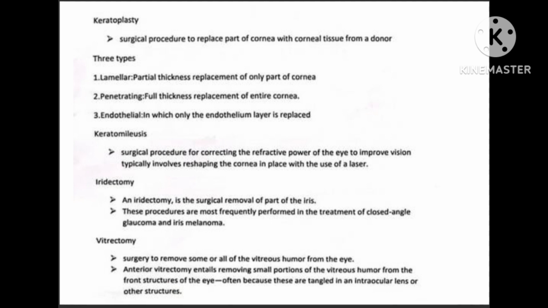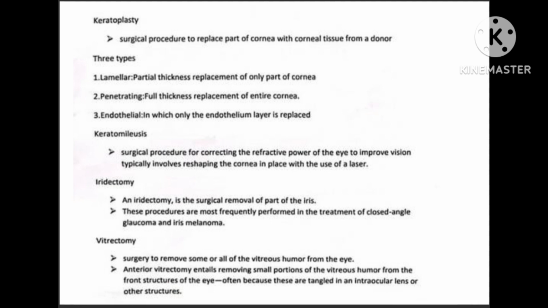Next condition is keratomileusis. It is a surgical procedure for correcting the refractive power of the eye to improve vision. It typically involves reshaping the cornea in place with the use of a laser. Next is iridectomy. An iridectomy is the surgical removal of part of the iris. These procedures are most frequently performed in the treatment of closed-angle glaucoma and iris melanoma.